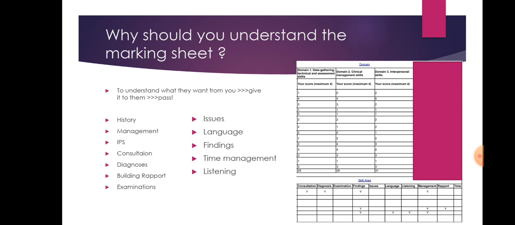The below table, okay, has more criteria. They have analyzed those three main criteria, the history, management, and interpersonal skills, into more divisions in order to give you a clearer picture of what they actually want from you. Consultation. Your whole consultation, was it organized? Was it structured? Did you repeat yourself? Did you ask relevant questions only? Okay. Diagnosis. Did you give a diagnosis? Did you explain the diagnosis? Did you give a range of diagnoses? Was that relevant? Was that even correct?